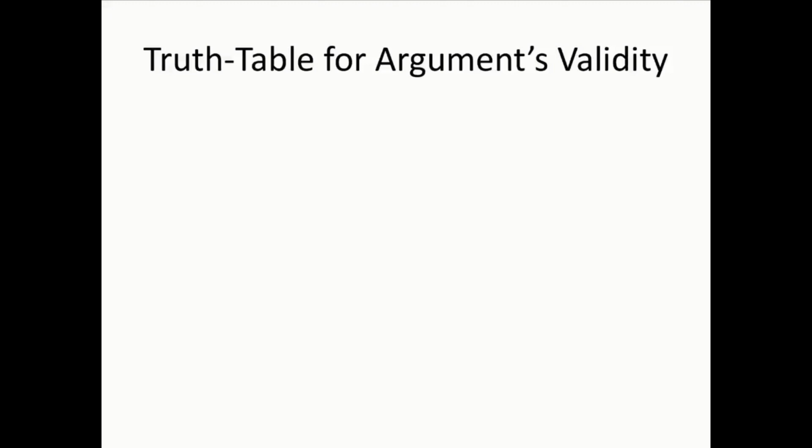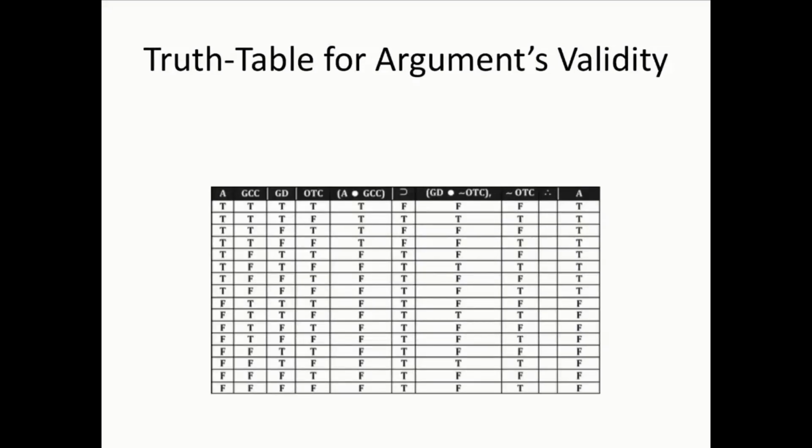In order to test for the validity of the argument, we're going to need to construct a truth table that accounts for all the possible variations of the truth and falsity of the simple and compound propositions the argument contains. We now know the logical core of the argument, and it looks like this.